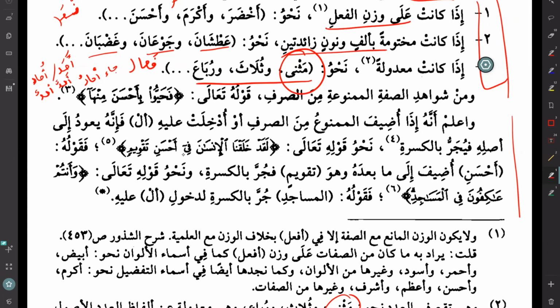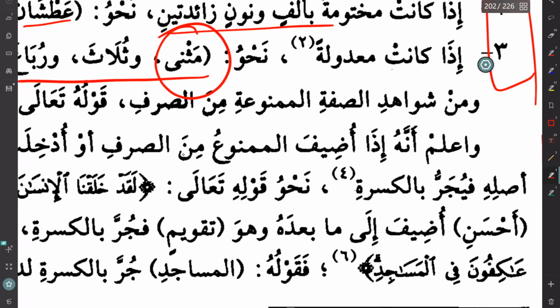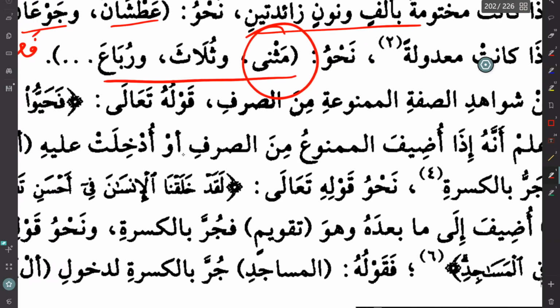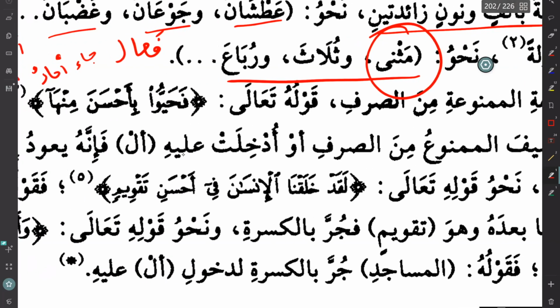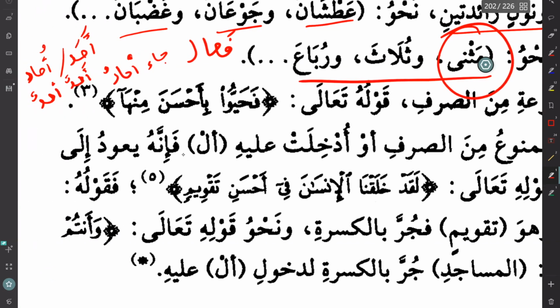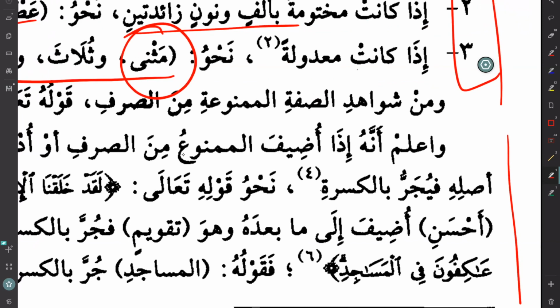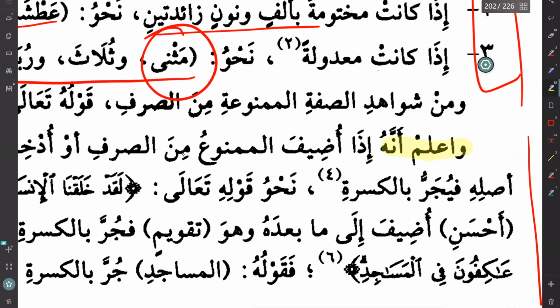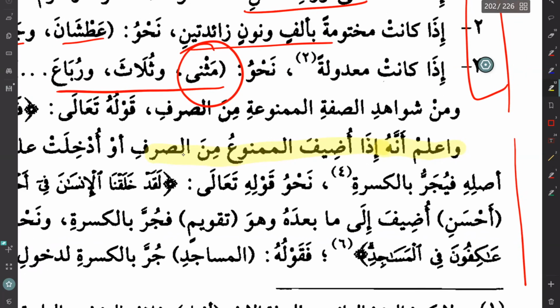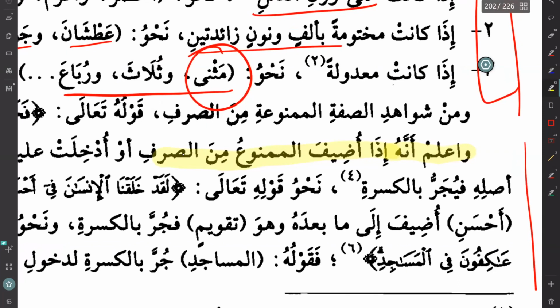So what he's saying here is: وَعَلَمْ أنه إذا أضيف الممنوع من الصرف أو أدخلت عليه فإنه يعود إلى أصله ويجر بالكسرة. Know that if a mamnu min as-sarf has been added, what he means here is that he's talking about idafa. When you say udhif, that means it is the first word of the idafa. And inshallah I will explain to you.